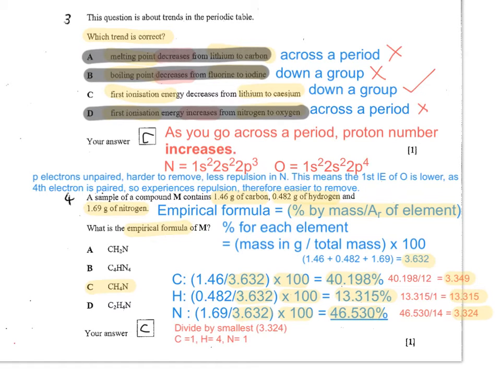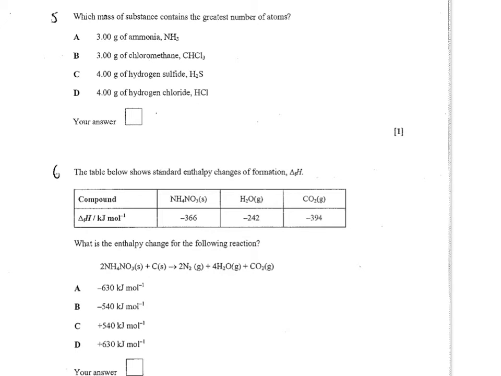Okay, so let's move on to question number 5. To do this one, which is asking us for the greatest number of atoms, you work out the number of moles and you multiply it by Avogadro's constant, which I'm sure you will remember is the number of particles in 1 mole. So what we've got to do is work out the number of moles in each case. So the thing to do there is moles equals mass over Mr.